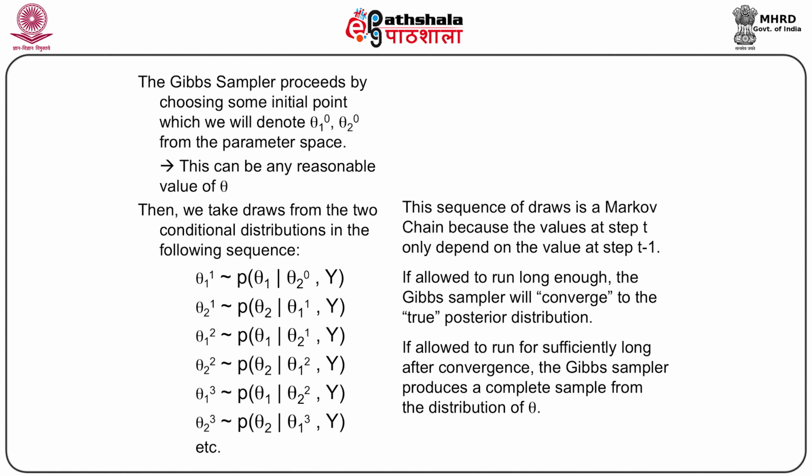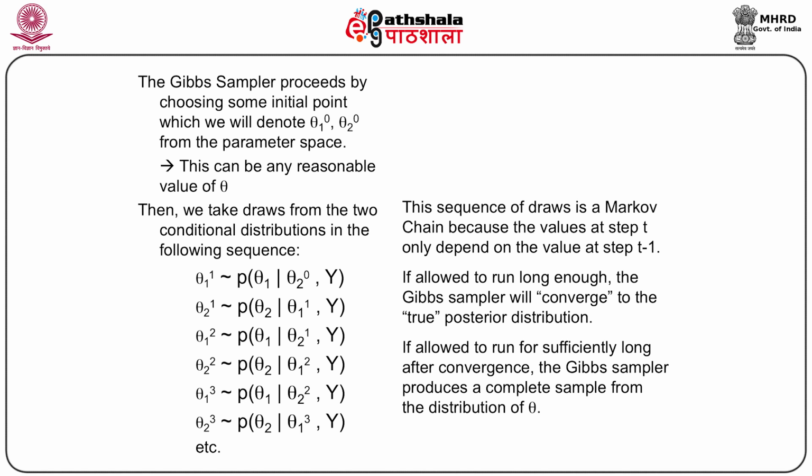Notice that the superscript indicates which stage you are in. So 0 is for initial, 1 is for the first stage, 2 is for the second stage, and the superscript 3 indicates the third stage. Notice that here we have two parameters, theta 1 and theta 2. We are taking the sample in a repeated manner at different levels.